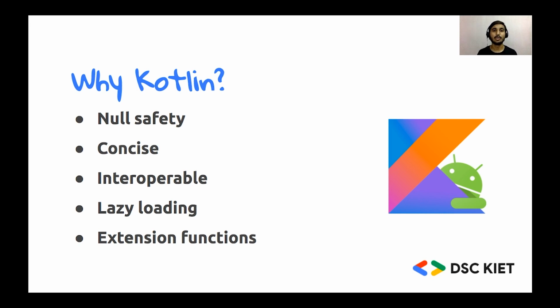So we say it is concise. One good thing in Kotlin is, if we compare Kotlin with Java, if you write 5 lines of code in Java, then it is around 2 lines of code in Kotlin, which is saving around 50% or 30% of your code. So there's a lot of reduction in your code, which is easy to understand and easy to debug. It is interoperable also.